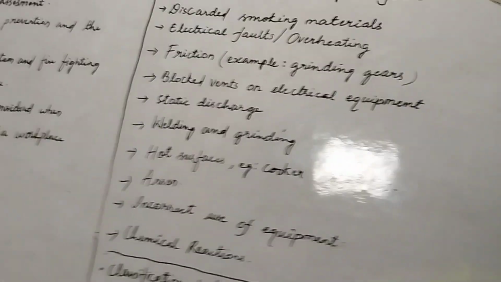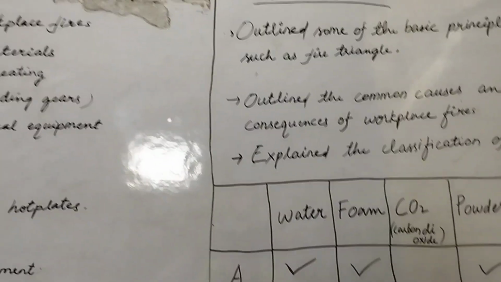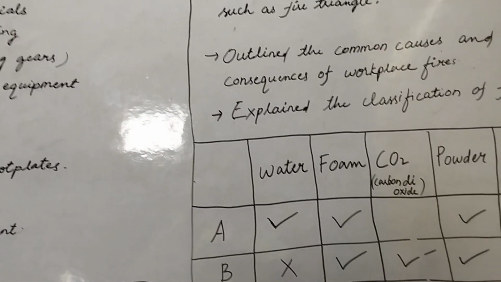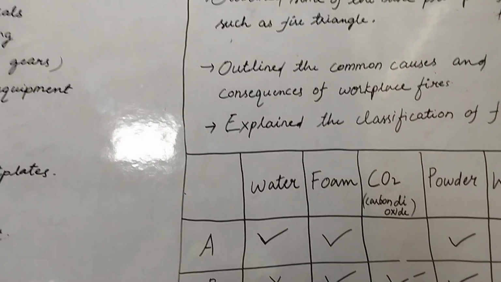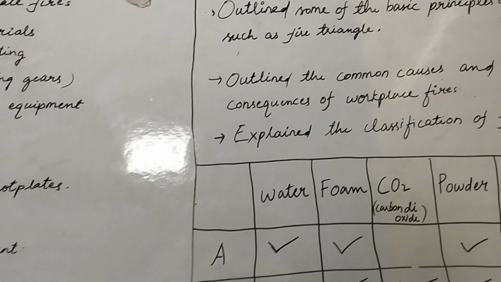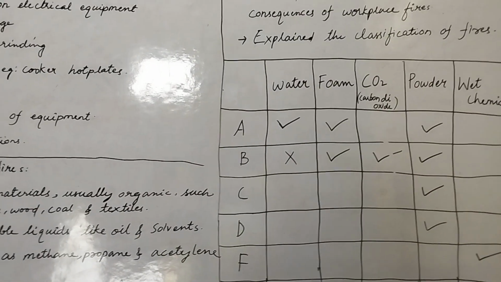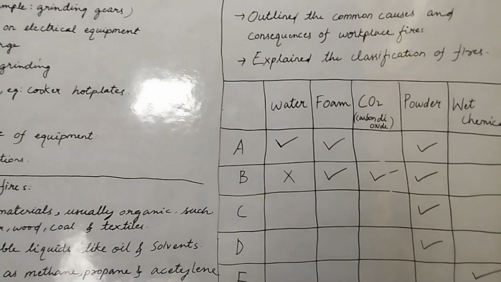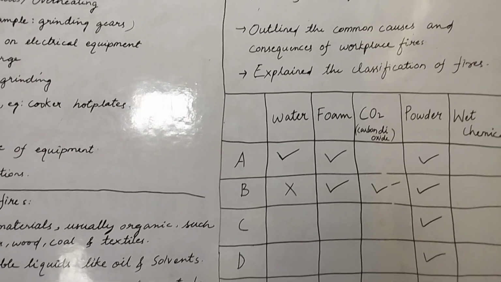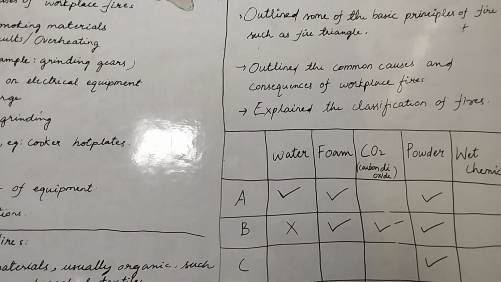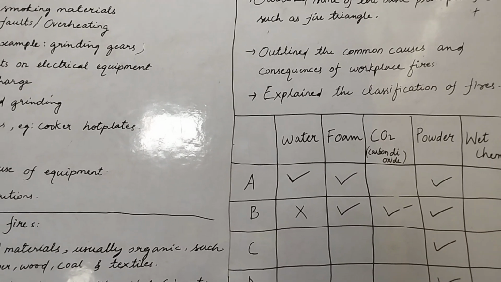So the outcomes of this pre-delivery and delivery skill, reflective outcomes: outline some of the basic principles of fire, such as a fire triangle. In a fire triangle, you know that you need heat, oxygen and fuel. Outline the common causes and consequences of fire. Explain the classification of fire.